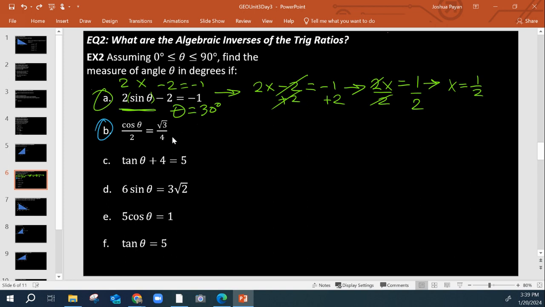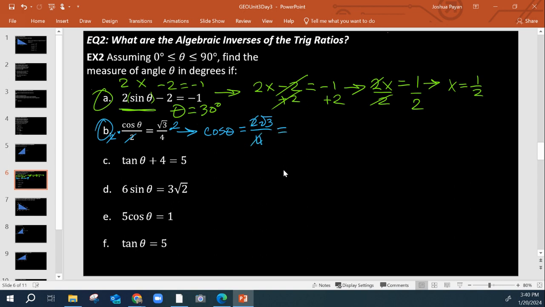No big deal. Okay, so here we're trying to get the trig function by itself, right? So what is making the trig function not be by itself? The division by 2, right? The inverse of which is to multiply by 2. So I'm going to multiply by 2 on both sides. And what I do to one side, I do to the other. That brings me here: cosine theta is equal to 2 square root of 3 over 4.